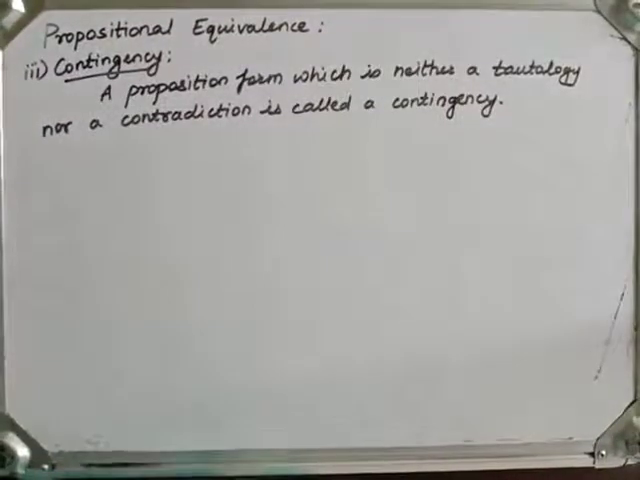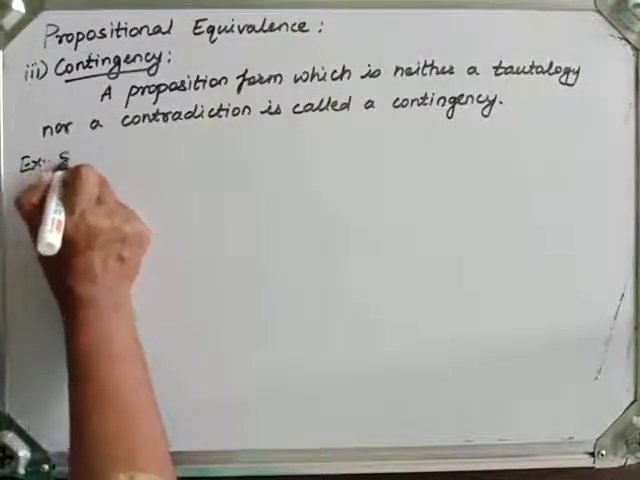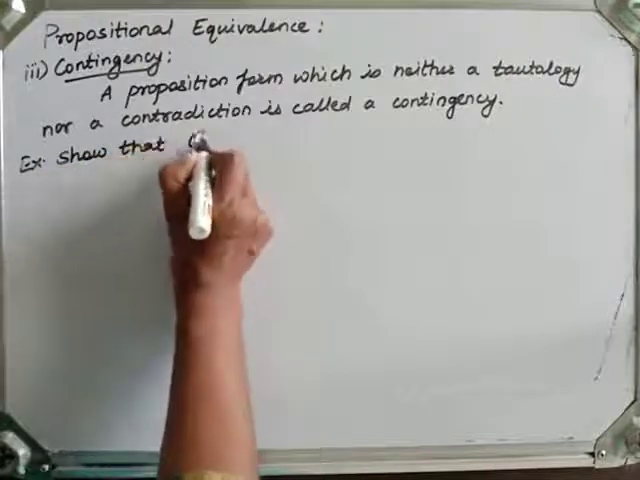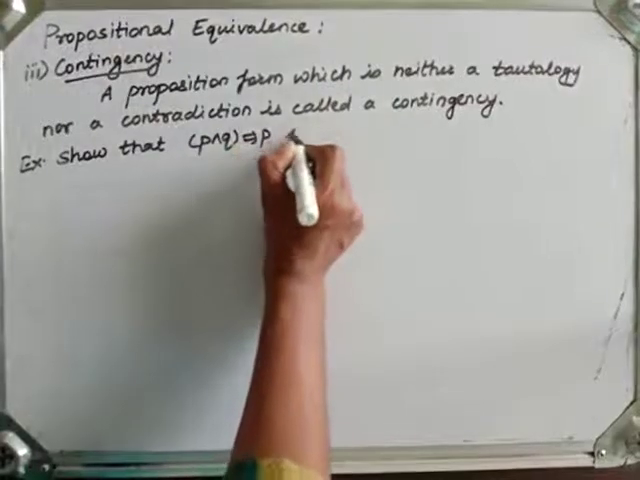Now example: show that P and Q implies P is a tautology.